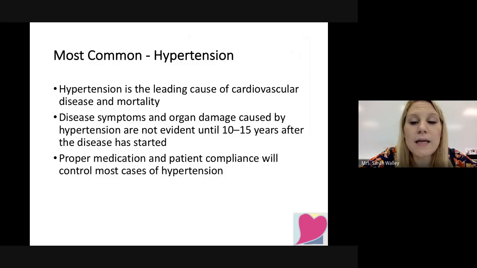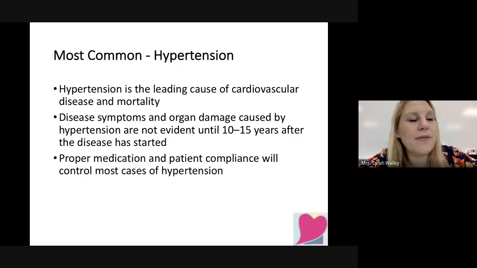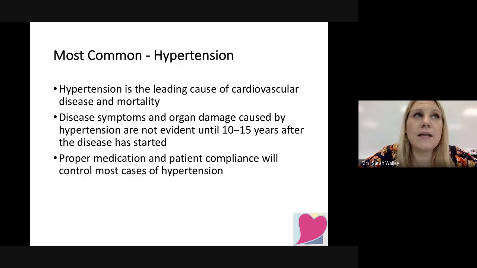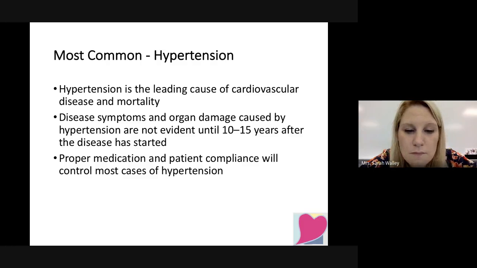And a lot of times some people even think that if they're not overweight, then they're fine. Like they don't have anything to worry about. But that's not the case. A lot of times it can be managed by diet and exercise, but sometimes not. You'll see people who look completely healthy, who work out, eat healthy, all those things, and they somehow have hypertension. And there's just a lot of factors that are factored into it. I mean, lifestyle is probably number one, but there are some genetic components as well. So that's something to know about. Proper medication and patient compliance will control most cases of hypertension.